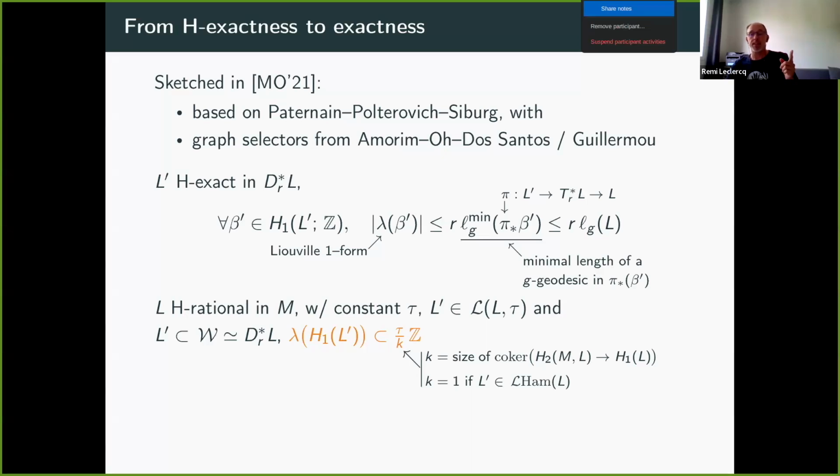This gives you exactly, by some usual algebraic topology, long exact sequence stuff, that the cokernel of the map from H2 of M relative to L to H1 of L is non-trivial, and you can take k as the size of this cokernel. And then it's done again, because if R is small enough, then R times the constant we had above is smaller than tau divided by k, and then lambda of H1 has to be 0. It's exact. Thank you.